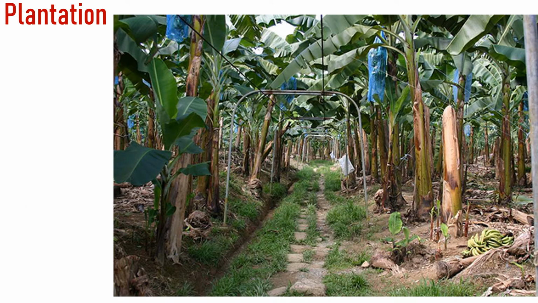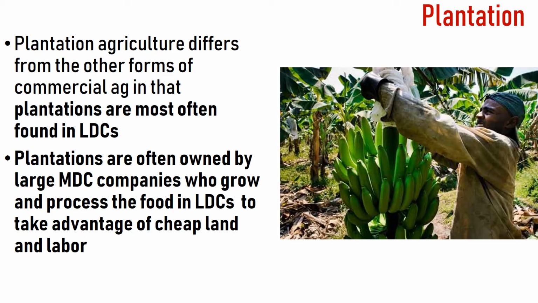Our next type of intensive agriculture is plantation. Now this one's a little different. With plantation agriculture, it's different than other forms of commercial agriculture, which, by the way, all of these that we talk about are pretty much commercial forms of agriculture, unless I state otherwise. Now, plantations are interesting because it is a type of commercial agriculture, but it takes place in the developing world. And the thing is, plantations are generally owned by companies in the developed world, or MDCs.